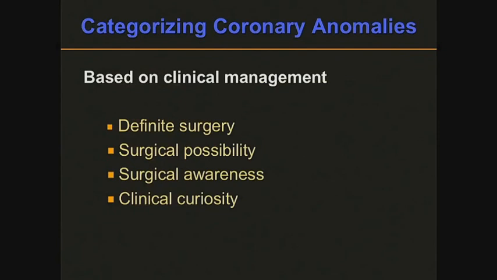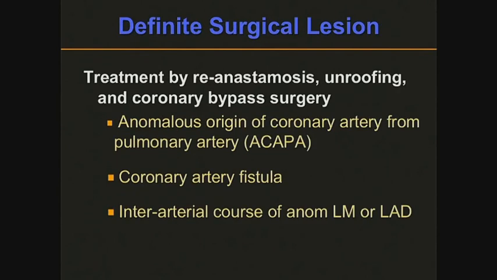And we put them into 4 groups. One is the ones that need definite surgery or intervention of some kind. The other one could be a surgical possibility. The next one we're going to say surgical awareness. And last one is just basically clinical curiosity. When it's a definite surgical lesion, the way it's treated is by reanastomosis, unroofing the coronary artery, or coronary bypass surgery.